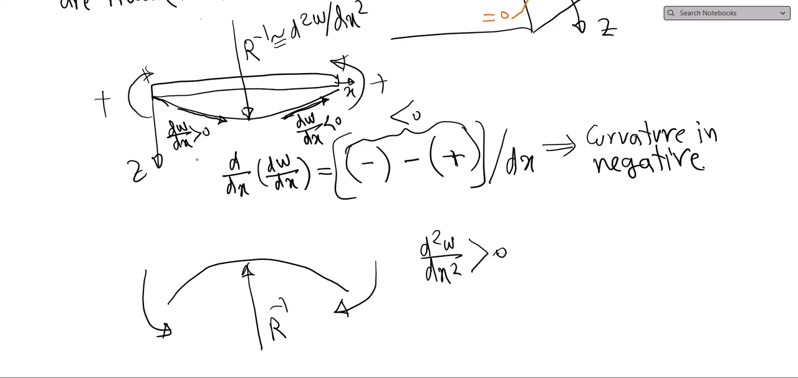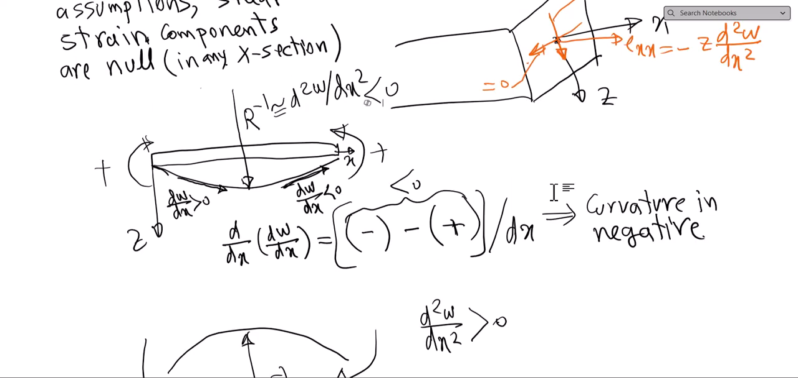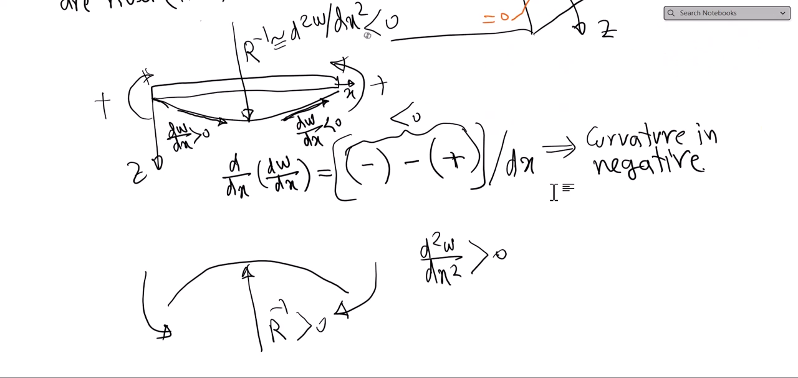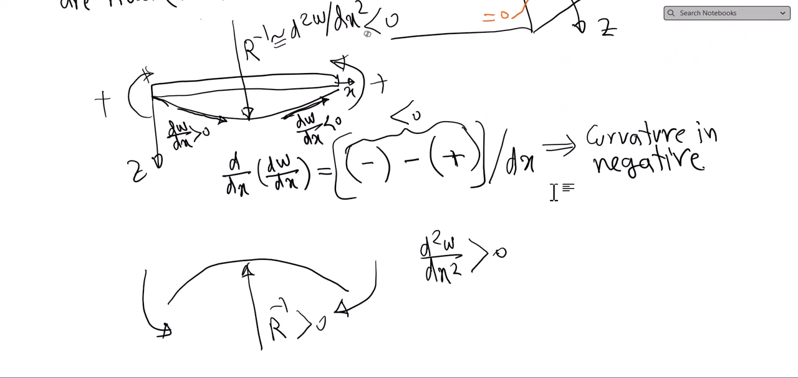So in here is positive, here is negative. Consider that, and we will come back to it when we discuss the moment curvature relationship later on.